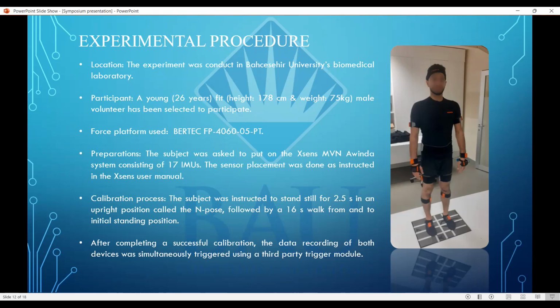So the subject was instructed to stand for 2.5 seconds in an upright position called end pose, followed by a 16-second walk from and to the initial position. After completing successful calibration, the data recording of both devices was simultaneously triggered using a third-party module, so we can merge both center of pressure and joint angles data.